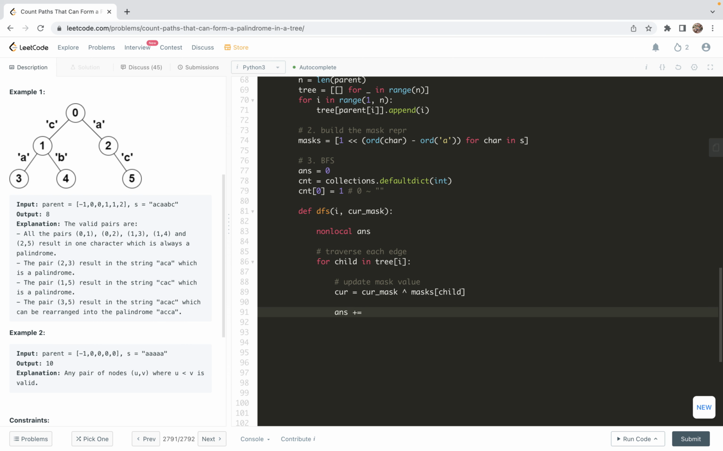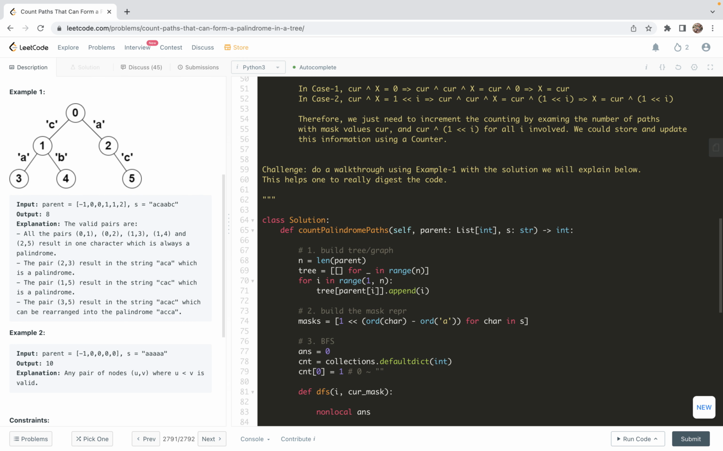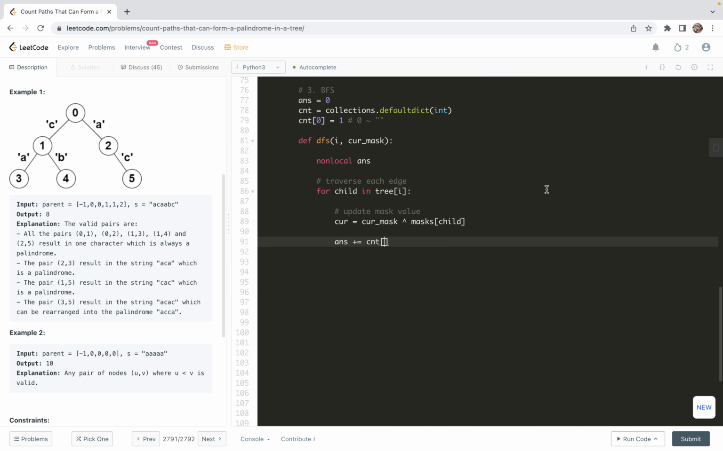For the answer, first we increment by this one. So in our counter, we want to check if the x equals the current, right? That is the current. So this is very easy to understand. This corresponds to case 1.